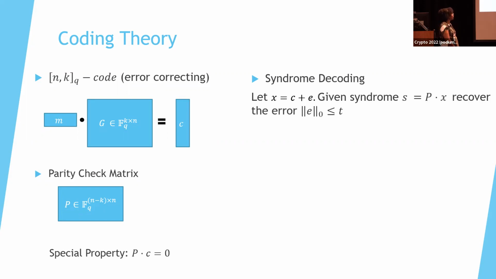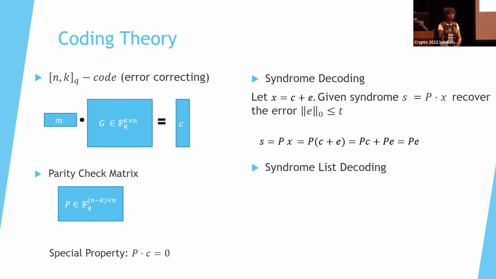Okay, so let X equal C plus some error vector E. Then given the syndrome S equals P times X, we can successfully recover the error vector E such that the Hamming weight of that error vector is less than or equal to t. Okay, and then doing some substitution, we can also notice that that syndrome is equal to P times that error vector E. And using this fact, we will be able to recover our error vector.